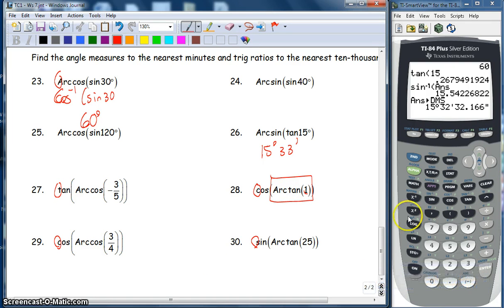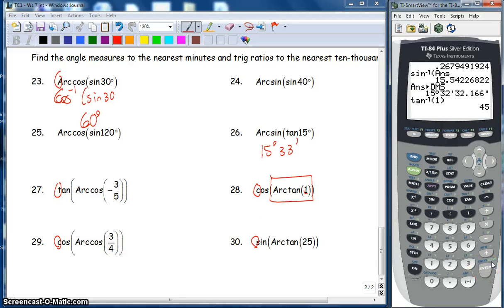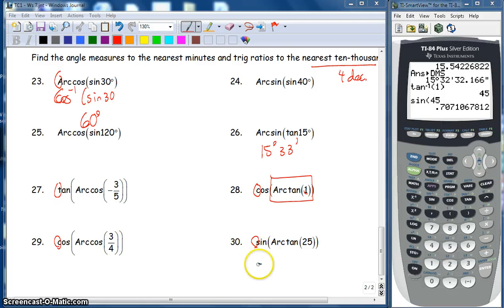Okay, so I'm going to type in tan inverse of 1. And like I said, you should know that this angle is 45 degrees. And sure enough, it is 45 degrees. So now they want to know, what is the sine at 45 degrees? Well, you guys should know the exact value of that. It's root 2 over 2. However, they want trig ratios to the nearest 10,000th, which is 4 decimals. So let's just type in the sine of 45 degrees. And we get 0.7071. Okay, which is, again, the square root of 2 divided by 2. Because we already knew that the sine of 45 is that.